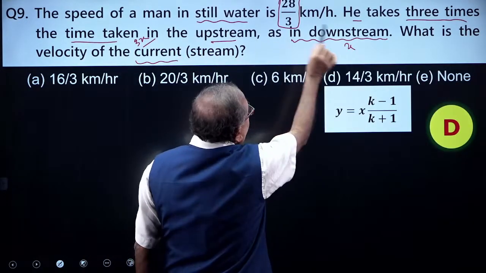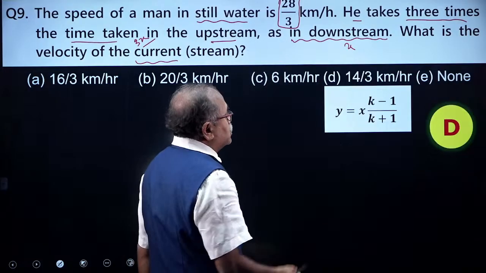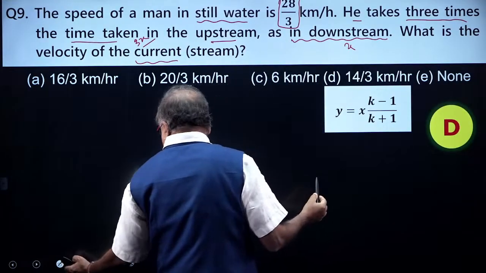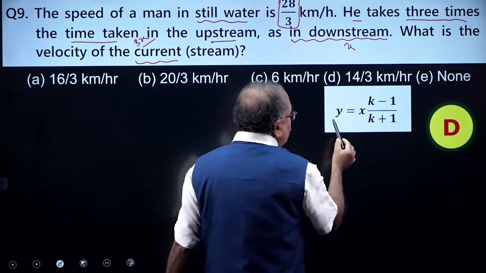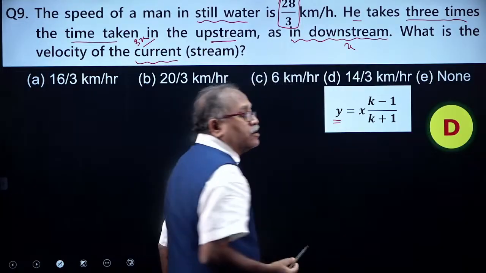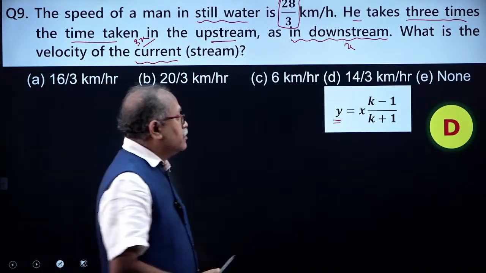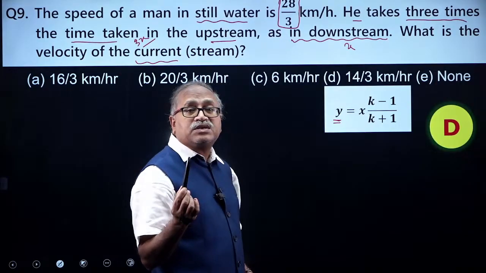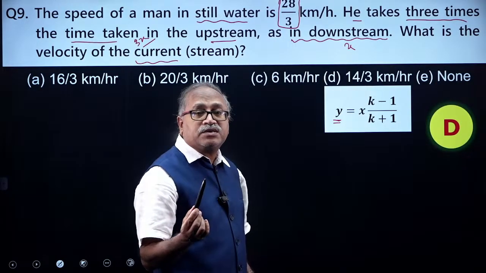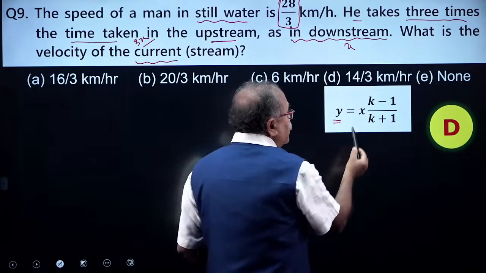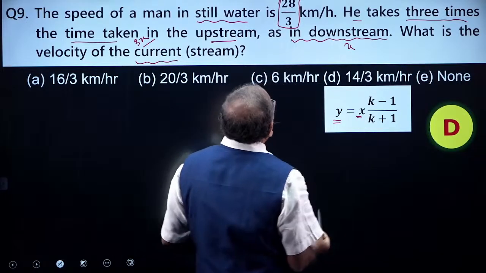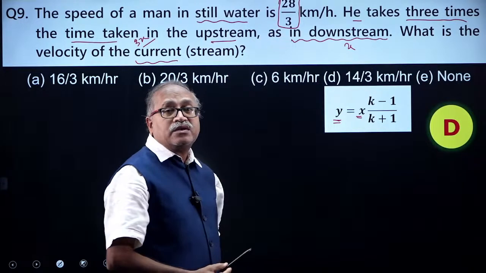What is the distance is not known to us. Y, what is y? I request you people to note down. Y is the speed of the stream, which I need to find out. X is the speed of the boat, which is given over here.